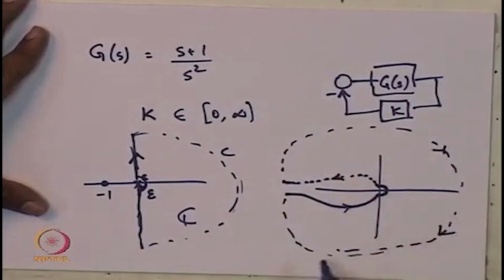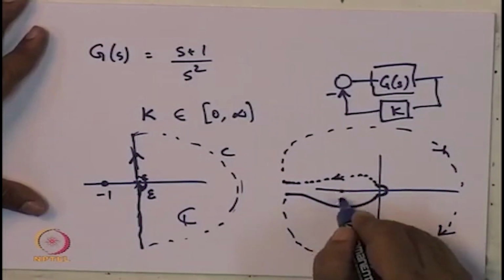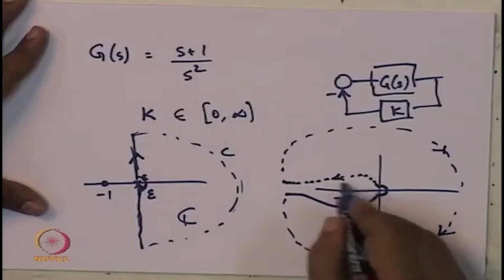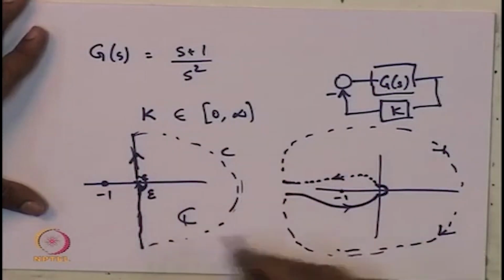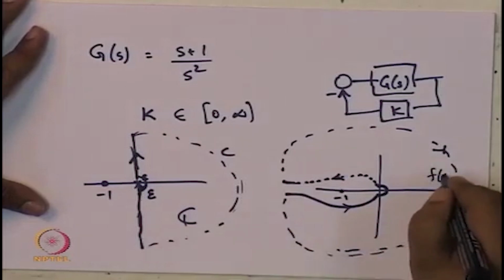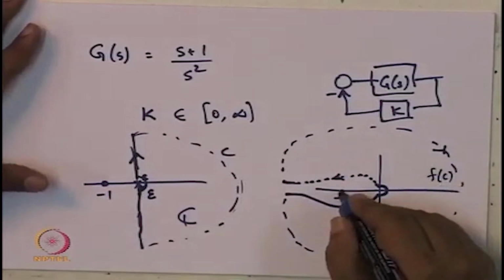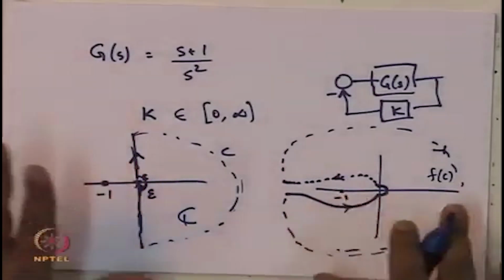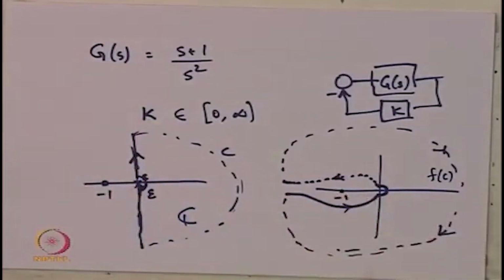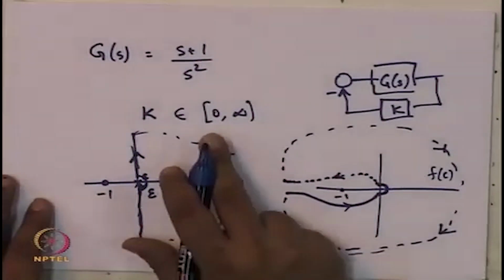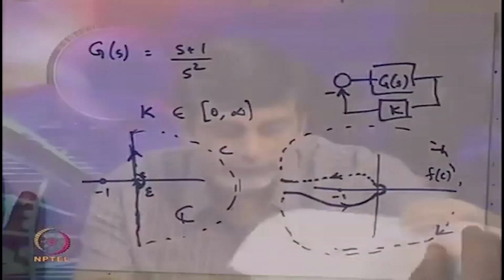The critical point is the point -1, and we find that this Nyquist plot, the image of the contour f(C), does not enclose -1, and therefore the resulting system is stable for all gains from 0 to infinity.